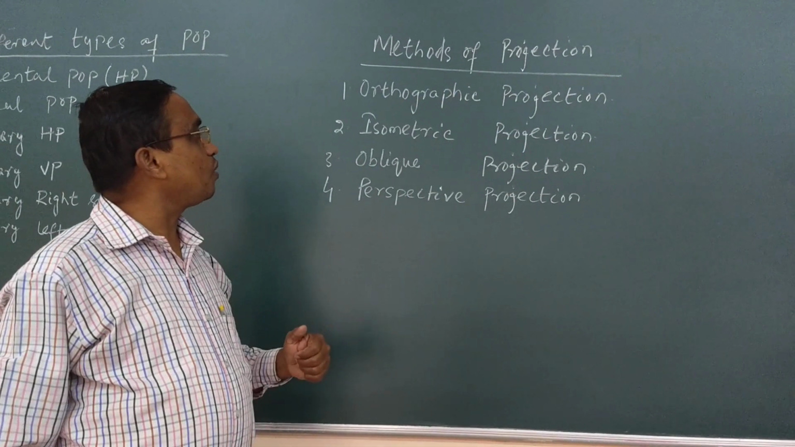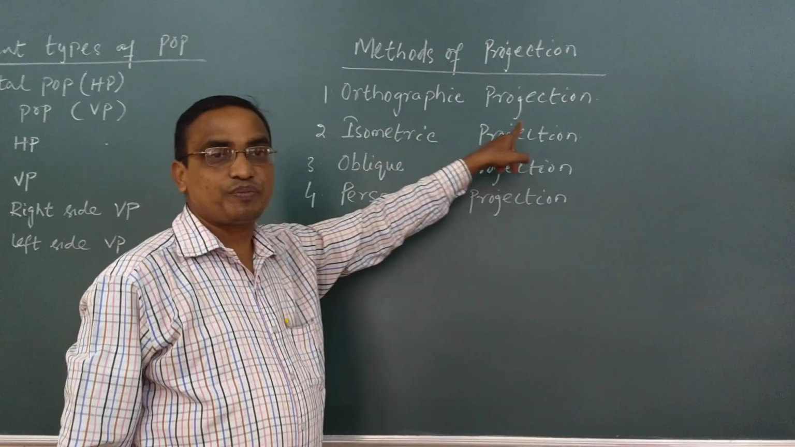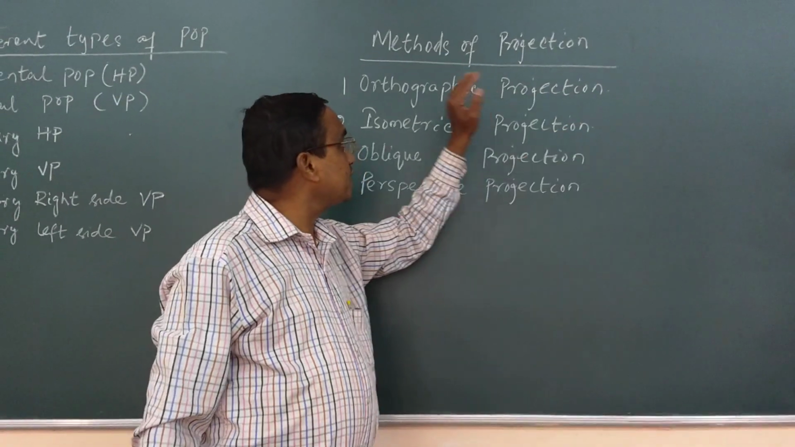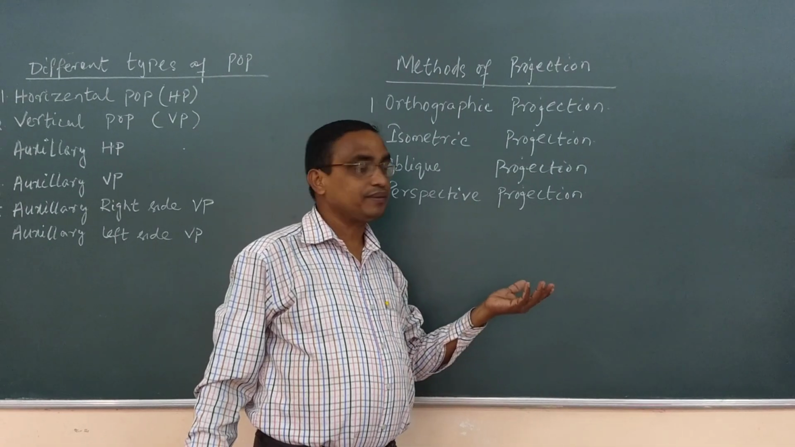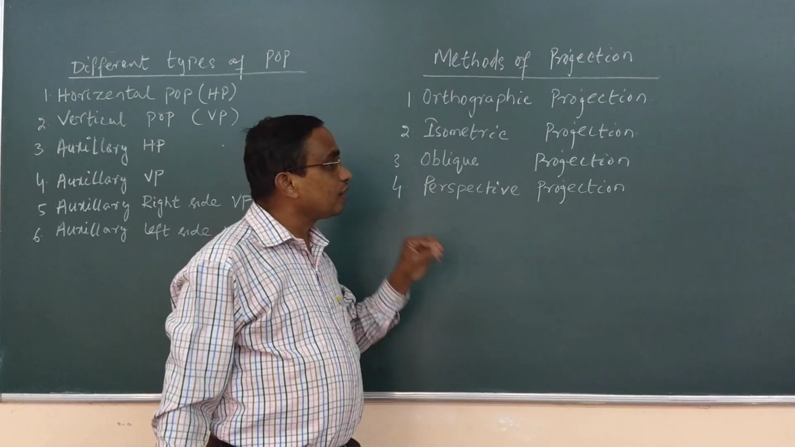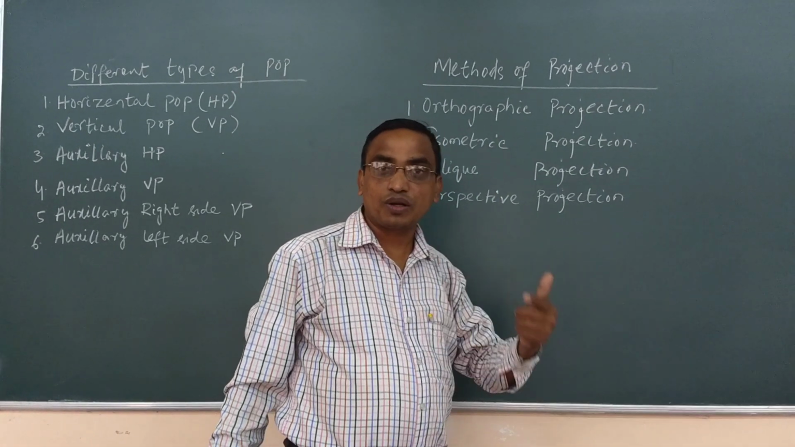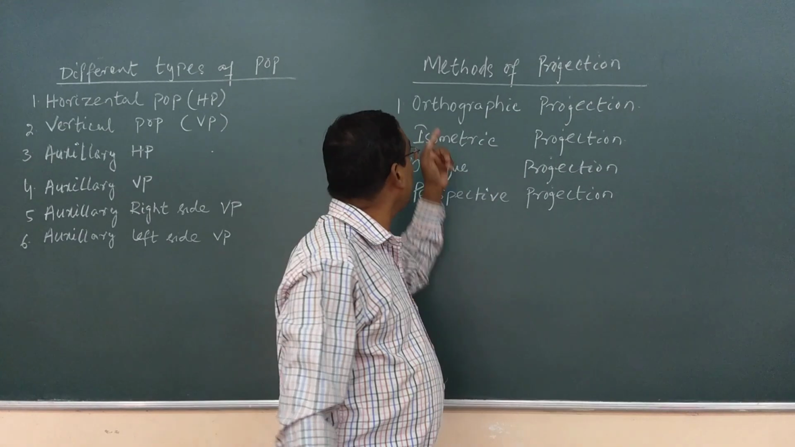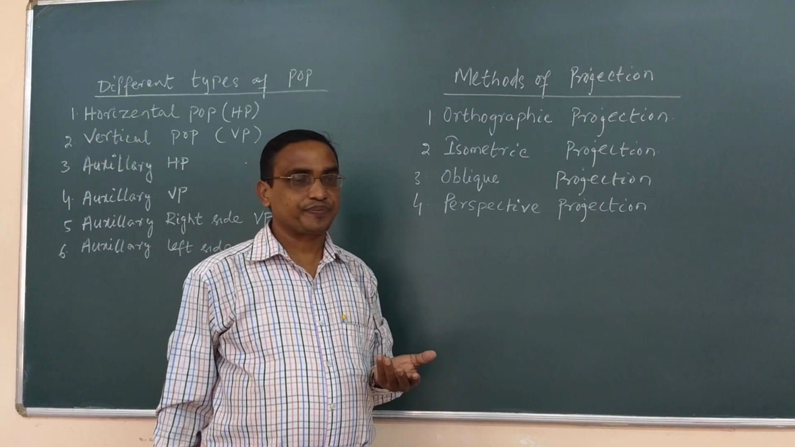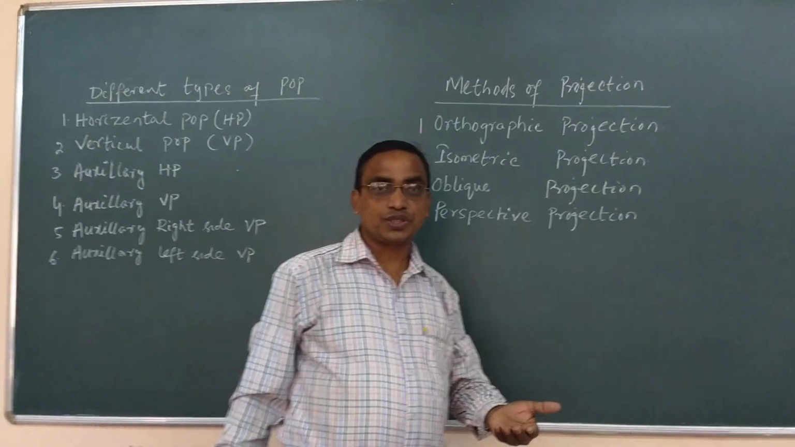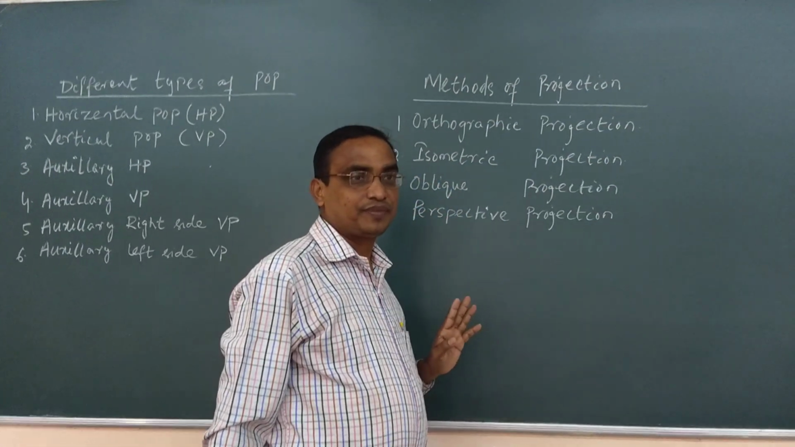First we will discuss about orthographic projection. And in sheet number 4, we will discuss isometric projection. So what is orthographic projection? Ortho means perpendicular. Means the representation of the object on orthogonal planes is called orthographic projection. It is a two-dimensional representation. More than two views are required to represent the object in case of orthographic projection.